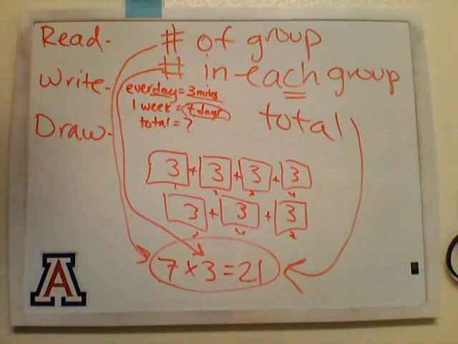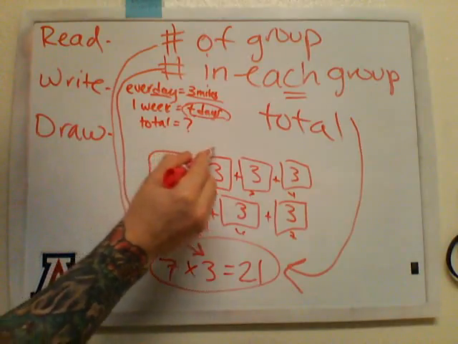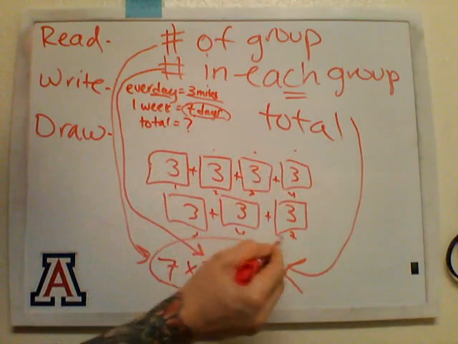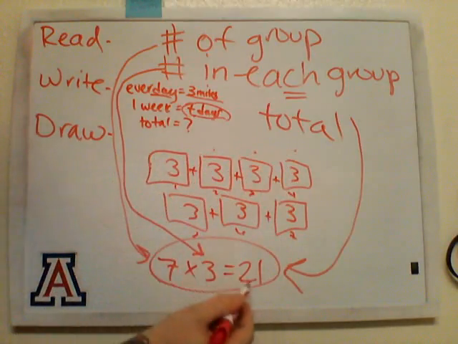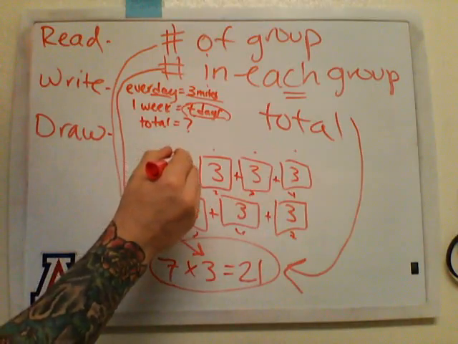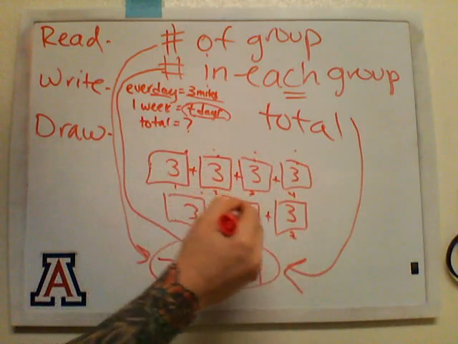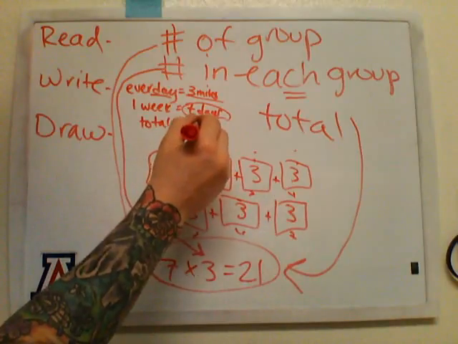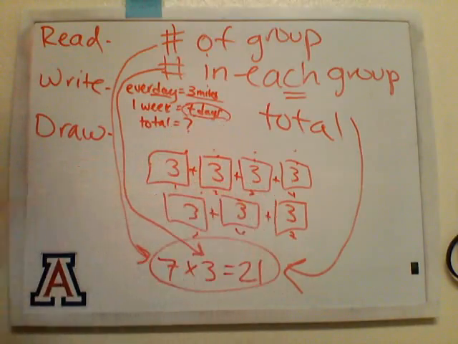Represented as repeated addition, we see that 3 added 7 times is also 21. Our number of groups is when we add these 7 groups, and our number in each group is 3. That right there is a couple word problems.